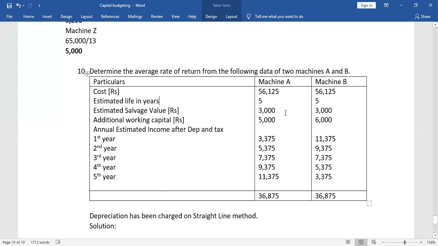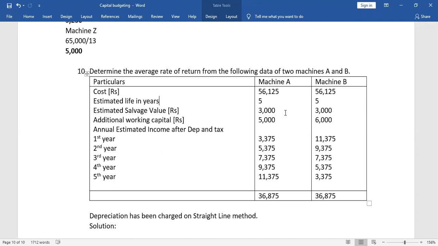Now, what is salvage value? That is the residual value of the asset. When this machine comes after 5 years, as the life given for the machine is 5 years, the salvage value refers to the value of the asset after the estimated life. That is, after 5 years, the value of the asset for both machines will be 3,000, because it is given as estimated salvage value rupees 3,000 for both A and B.